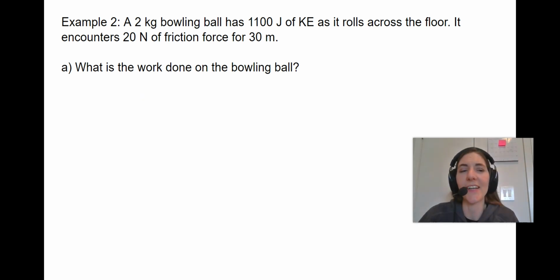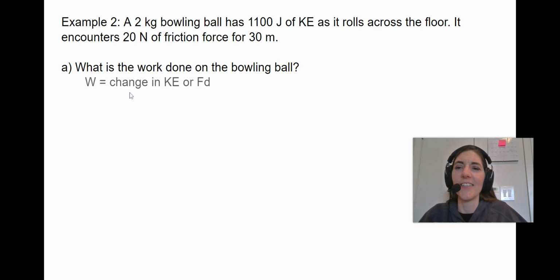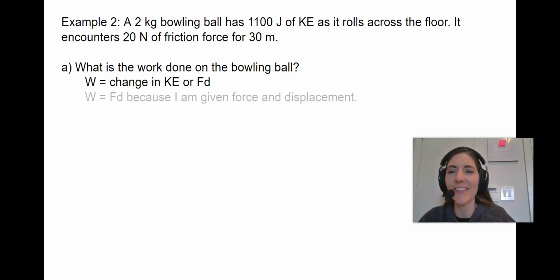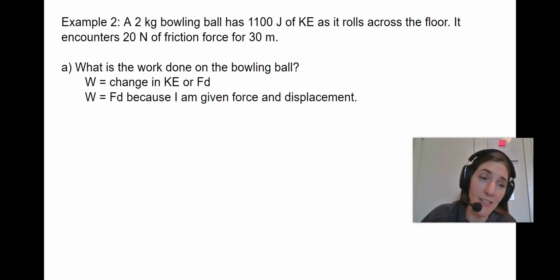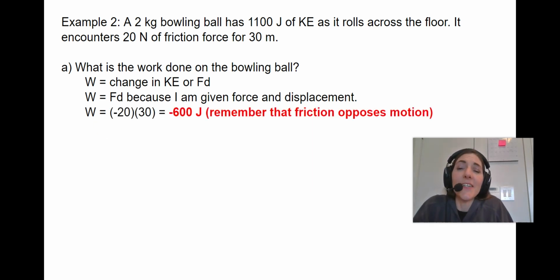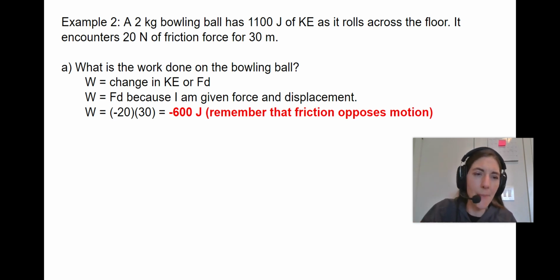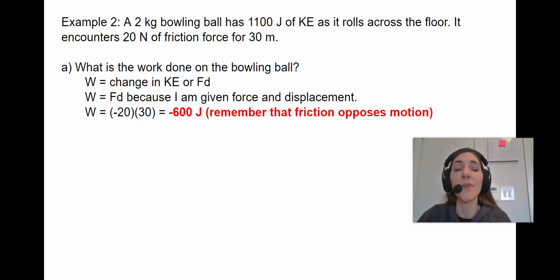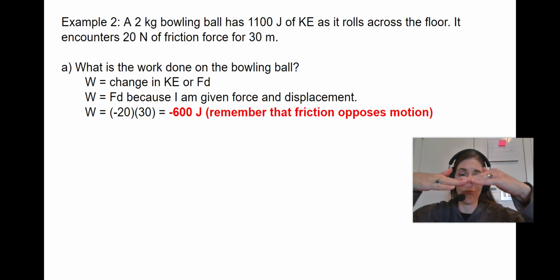This one's really nice because I actually have a force and a distance. So change in KE or force times distance, and I get to use force times distance because I'm given force and displacement. I use distance and displacement interchangeably, sorry. So work is equal to 20 newtons times 30 meters, but since this is friction, which is opposing motion, the force is negative. So the work is negative 20 newtons times 30 meters. So the work is negative 600 joules. So be careful if I'm talking about friction or some form of work being done opposite the direction of motion.